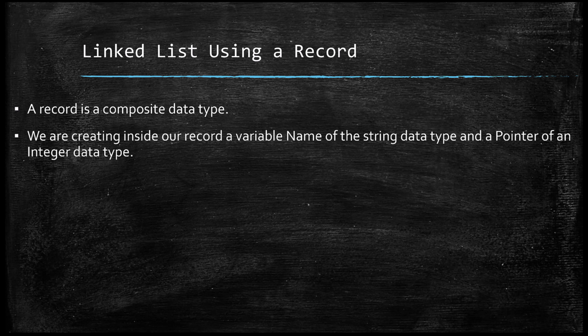Now, a record is a composite data type. We're creating inside of our record a variable name, which will be of the string data type, and a pointer of the integer data type. We're calling this a composite data type that refers to more than one type of data because we have a string and an integer. We're calling this list item.